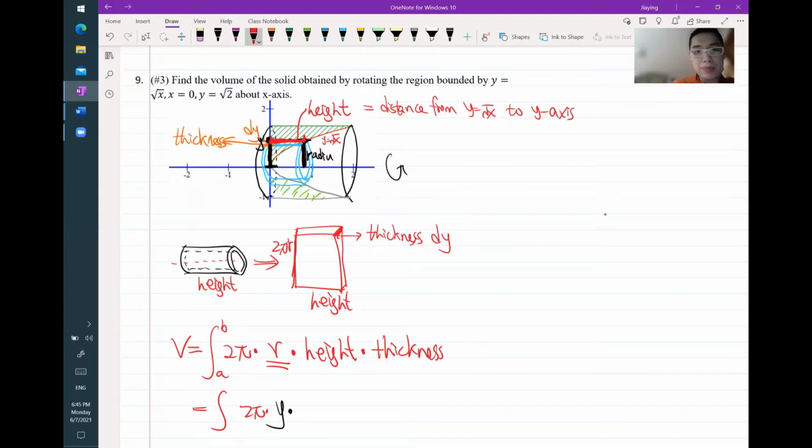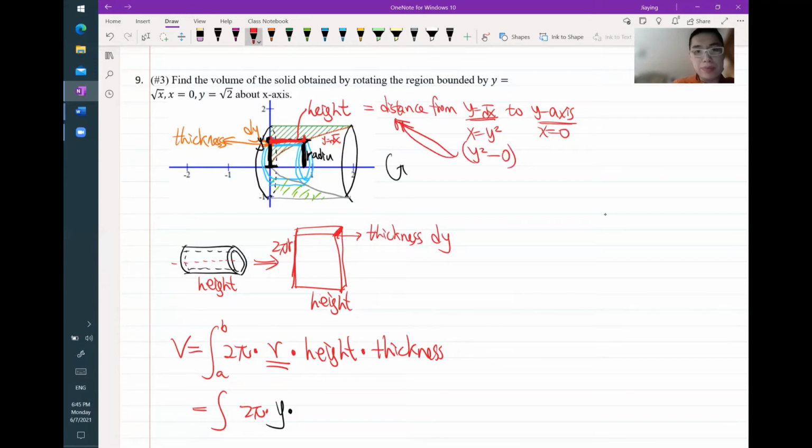I can't just use y directly, because y is a vertical value. So here I have to use a horizontal value, x, instead of the vertical value, y. So I have to rewrite the first function as x equals y squared, and the second axis, the y-axis, as x equals 0. So the distance between them will be just y squared minus 0. That's what the distance is.